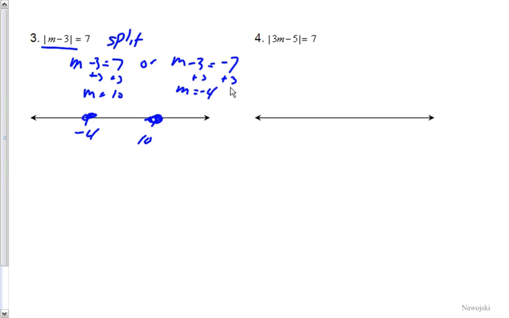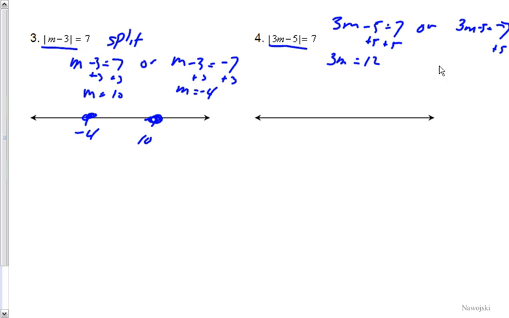All right. Last but not least, okay, we have this one right here. Notice how we already have the absolute value isolated. So we set it equal to the same thing without the absolute values, or we set it equal to its negative. Alright, solve both equations. You're going to be solving the same thing, just be careful. Watch your signs. You add 5 here. You add 5 here. You get 3m equals 12.